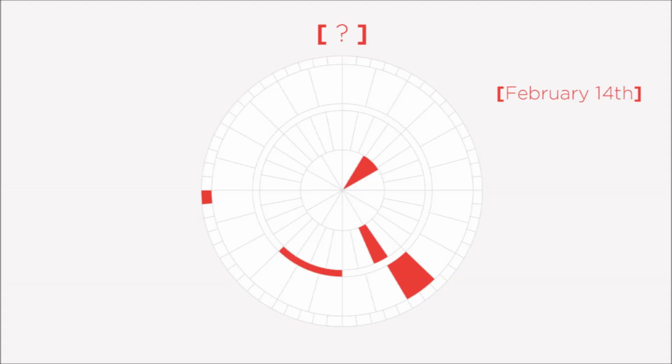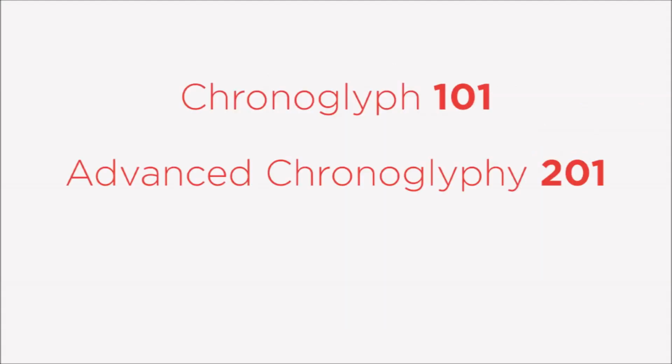Now let's see how you do on this pop quiz. Feel free to pause the video now, as I will be giving you the answer in 3, 2, 1. Pencils down. The answer is February 14th, Friday, 10:45 p.m. Now if you got most of that right, or close, then you have passed Chronoglyph 101 and are ready for advanced chronography. Don't worry, there are no more quizzes.